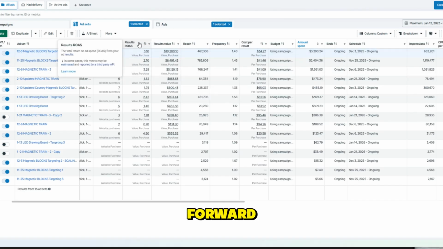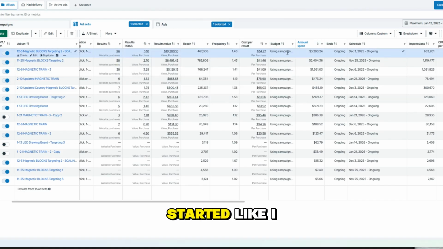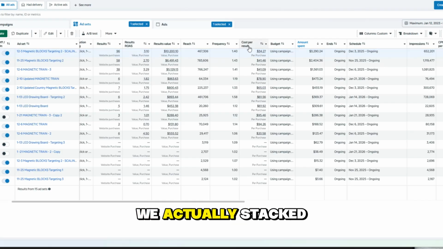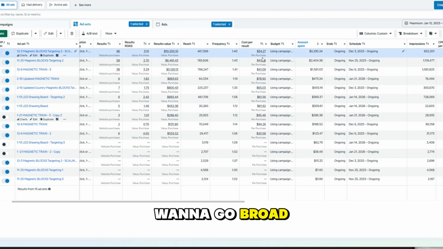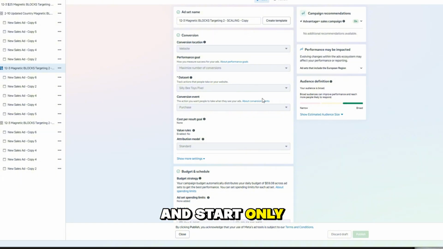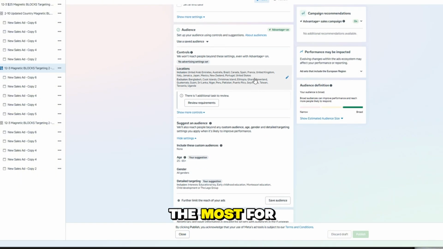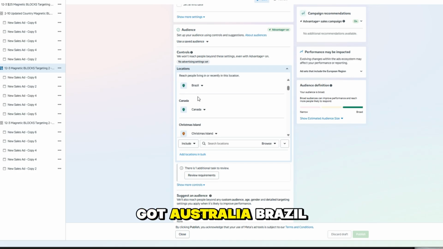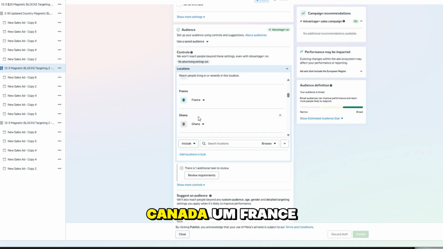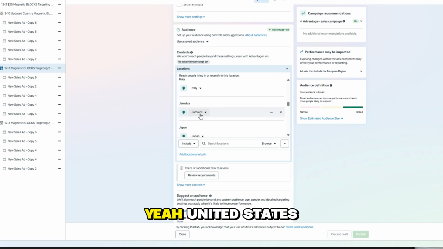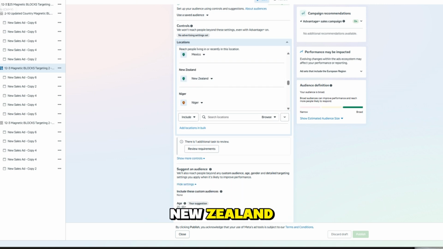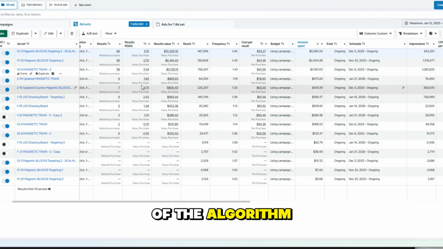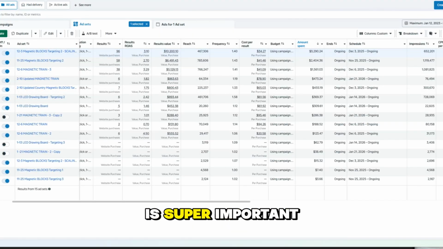And so just to show you guys, when we first started, like I was showing you earlier, we actually stacked in a bunch of countries. And that's okay to do. You want to go broad when you first start, but then you start removing the countries and only adding in the ones that are actually converting the most for you. So you can see here, we got Australia, Brazil, Canada, France, yeah, United States is going to be in there. Jamaica was a seller for her, Mexico, New Zealand, and then we let the power of the algorithm work in our favor, all right? So this is super important, you guys.